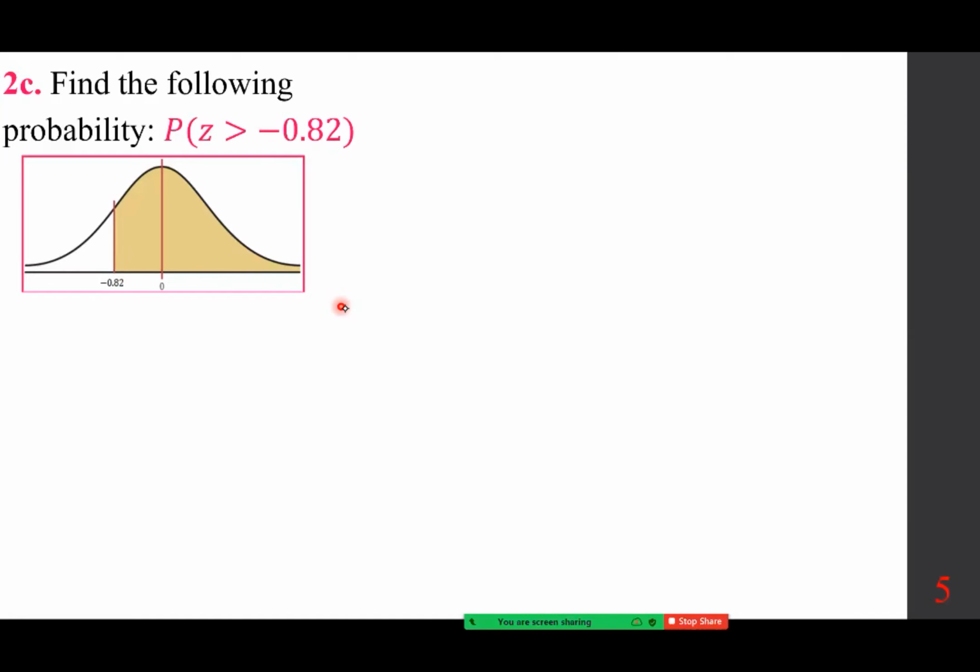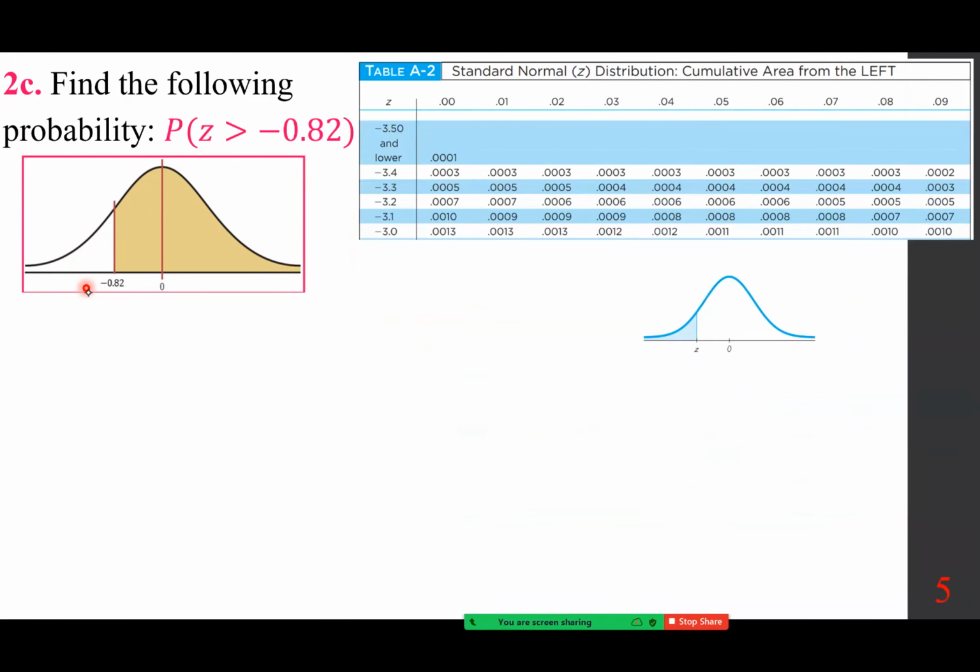Now, if we look up the table, the z table gives us the area to the left of that. So if we look up the table, again, pay attention to the meaning of this. It gives us the area to the left of that. And then we have to subtract it from 1.